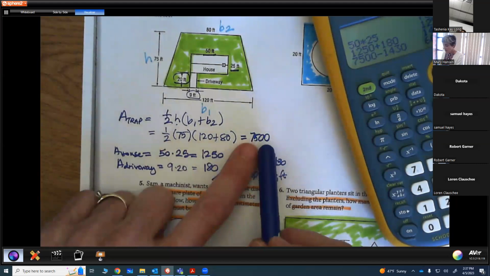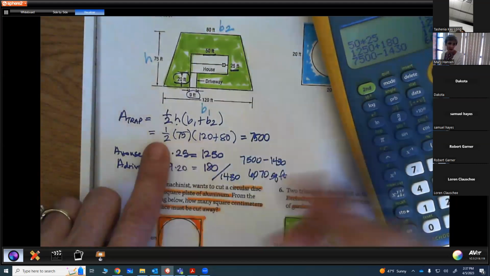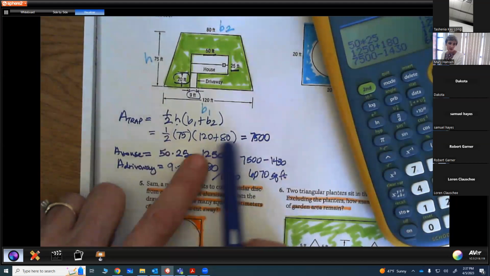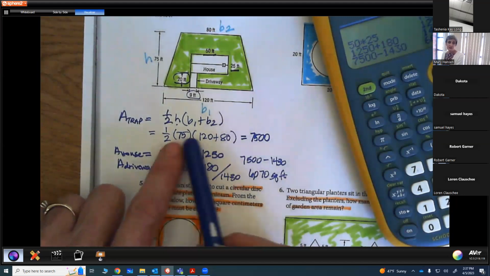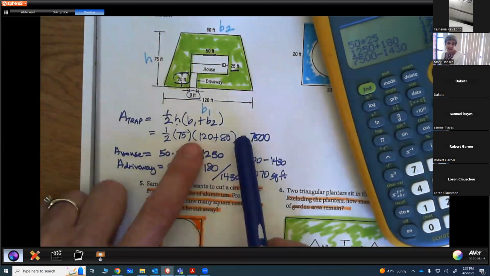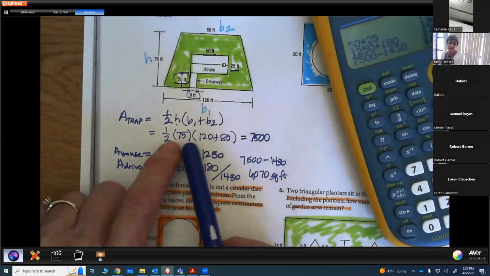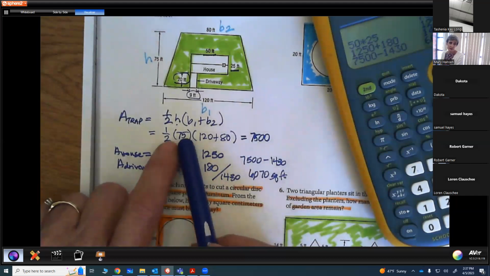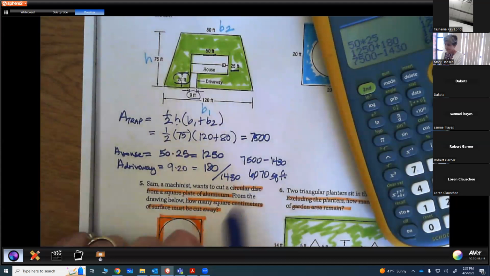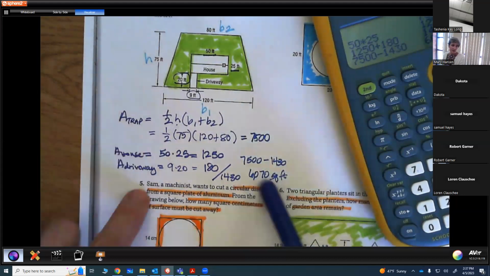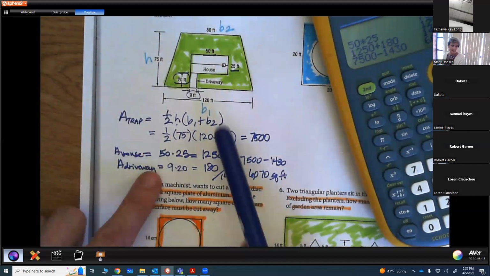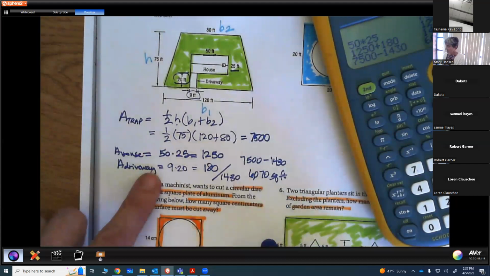Or you can do like I did and type the whole thing in the calculator and it'll add these first. But those parentheses are important, because if you only multiply 75 times the 120 and then add 80, that's different than taking the 75 times the 200. Make sense? Yeah, it makes sense. And then we subtract out our 2 areas here. Any other questions, concerns?